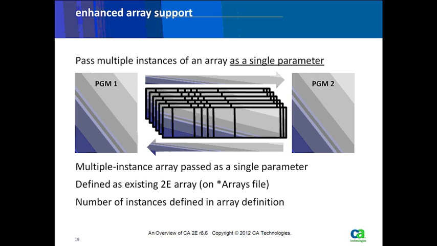What do we have in enhanced array support? We say, okay, we can now, as a single parameter, because we only have 9 parameters to play with, pass effectively any number of instances of that array structure, so any number of elements of that array, and each element is a structure in its own right. So it's only one parameter. You still have 8 other parameters to play with.